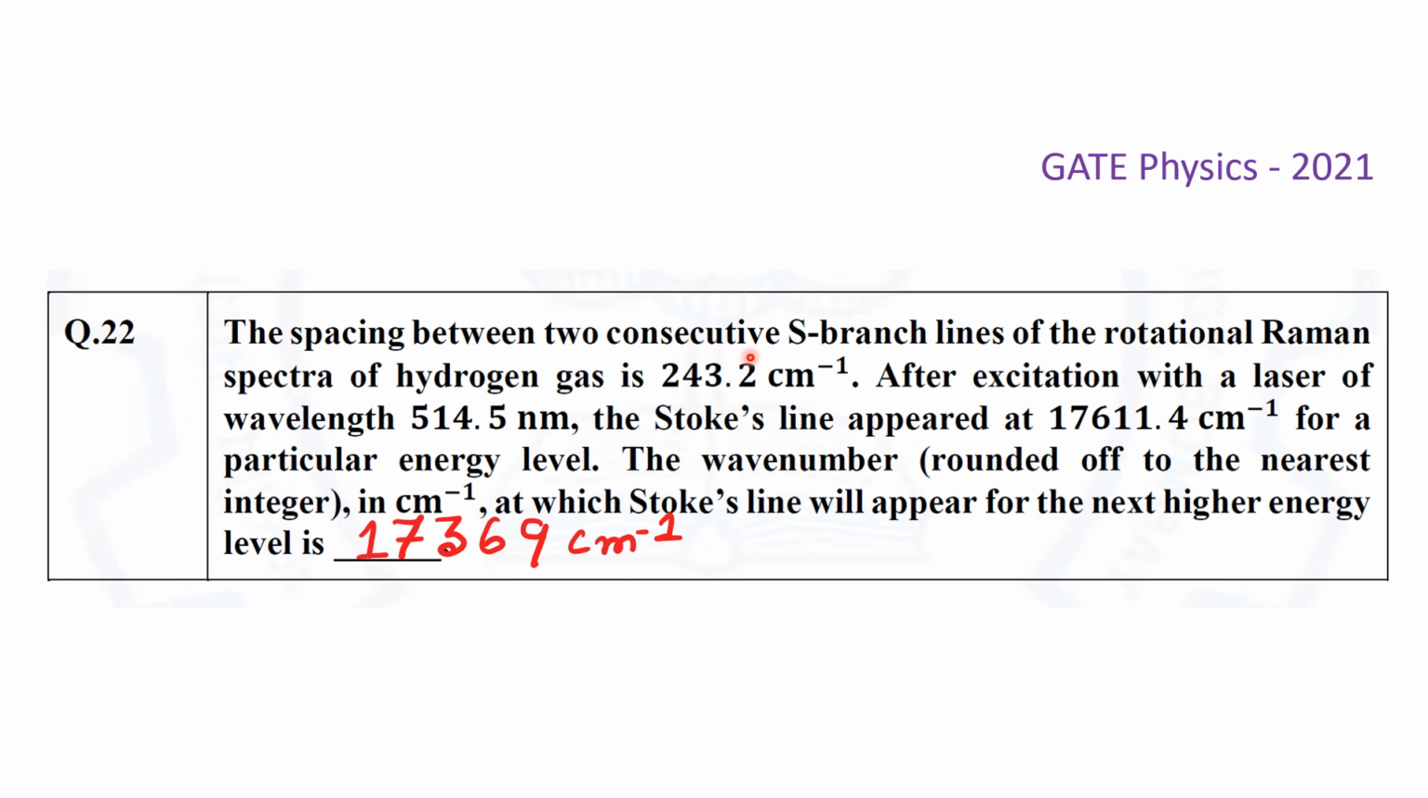So we solved this problem and we found that the wave number, rounded off to the nearest integer in centimeter inverse, at which the Stokes line will appear for the next higher energy level is 17,369 centimeter inverse.